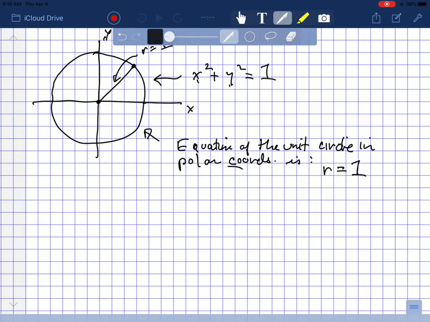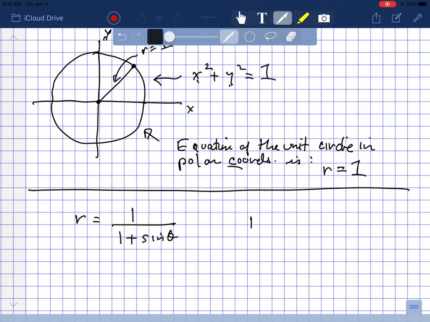All right. Suppose I have an equation like this: r is equal to 1 divided by 1 plus the sine of theta. So this is an equation in polar coordinates.